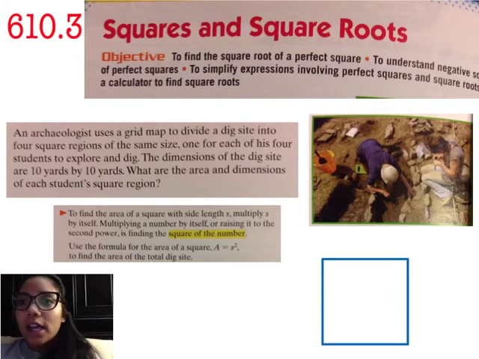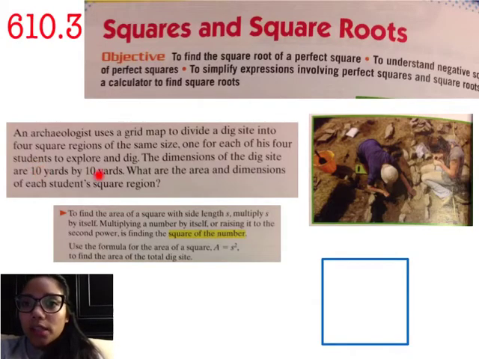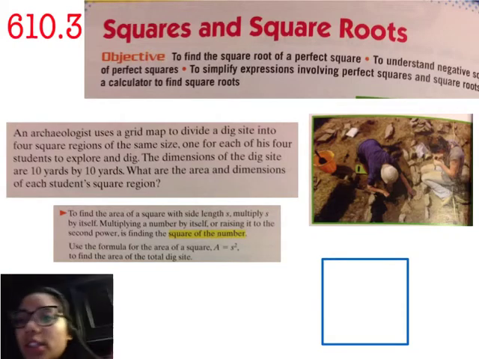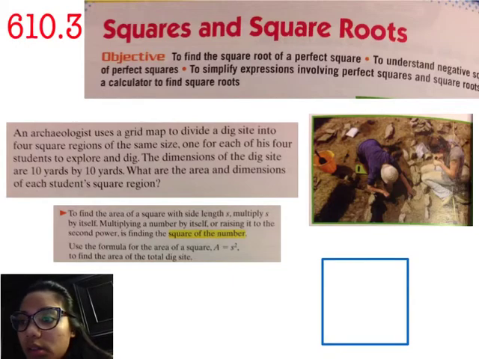So the dig site is a square. And it tells you right here that it's 10 yards by 10 yards. So I'm going to go ahead and show that. 10 yards by 10 yards means that this is 10 yards and this is 10 yards.